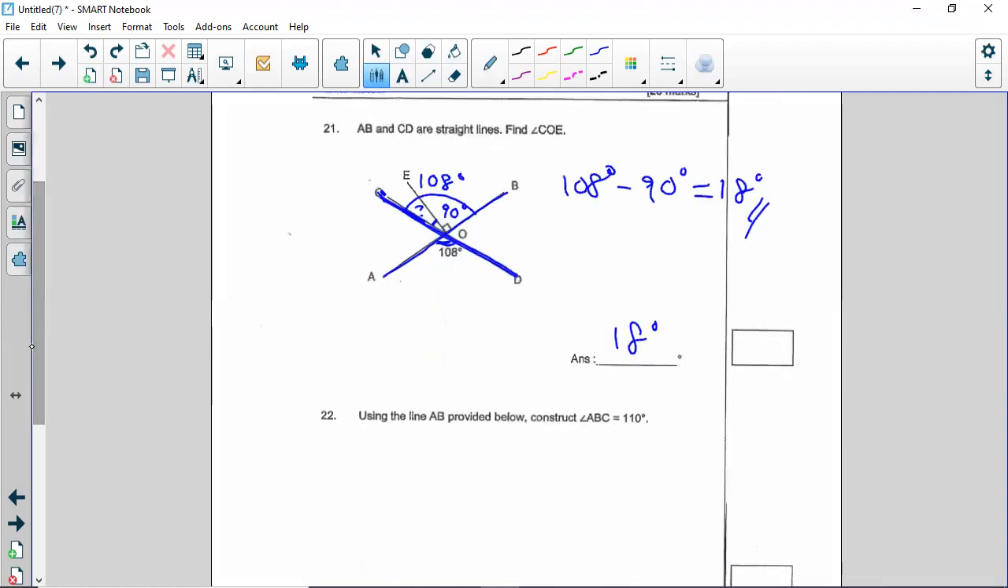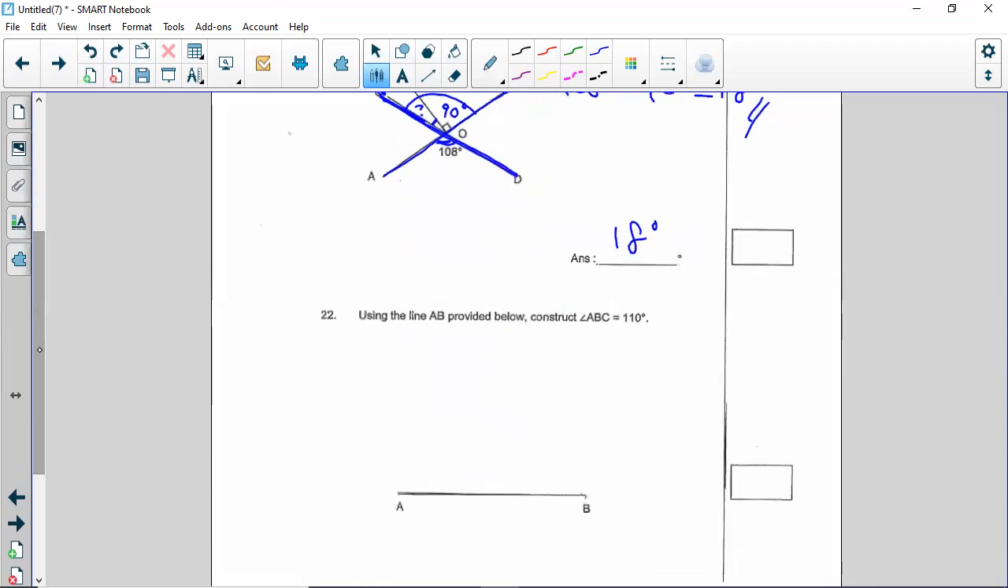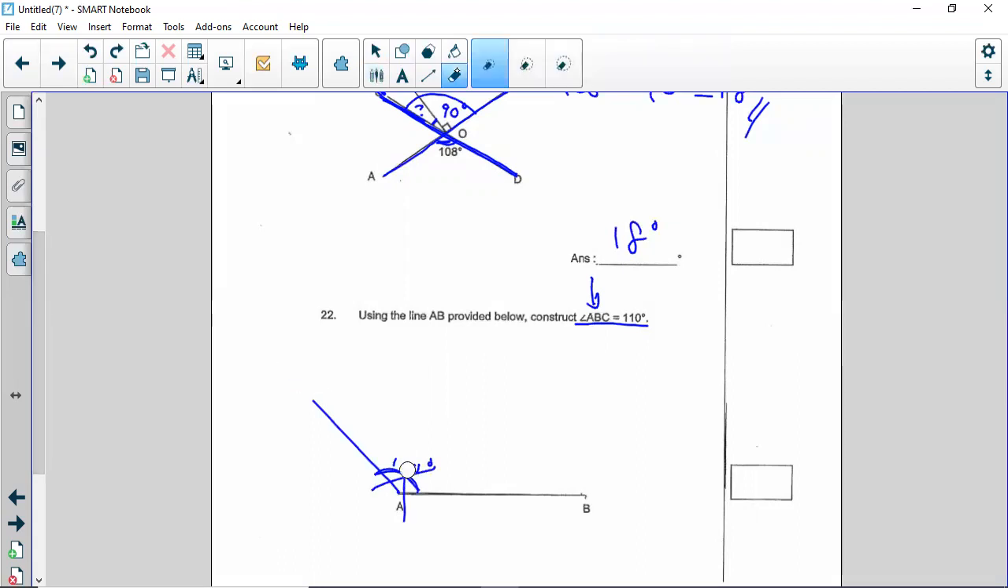Now next one. This one I will just show you a rough drawing. So you need to construct angle ABC 110. Where is your 110? It is near the middle letter. Your 110 must be at the letter B, not letter A. Those of you who draw like that, 0 marks already, because your angle is not at A. This is wrong. So how should you draw your angle?